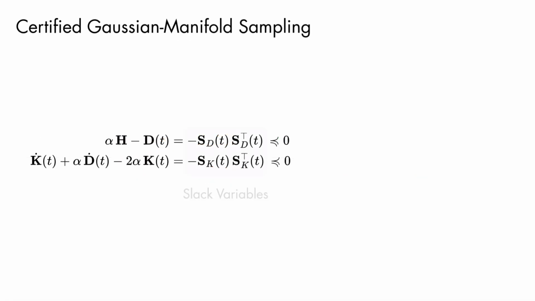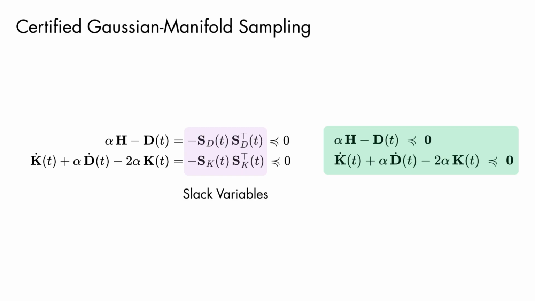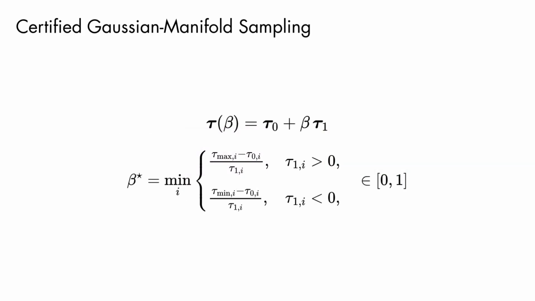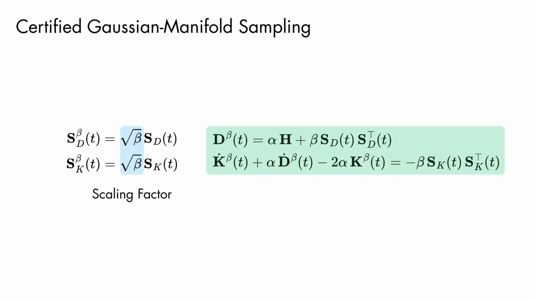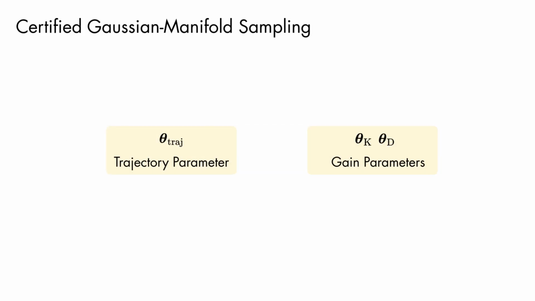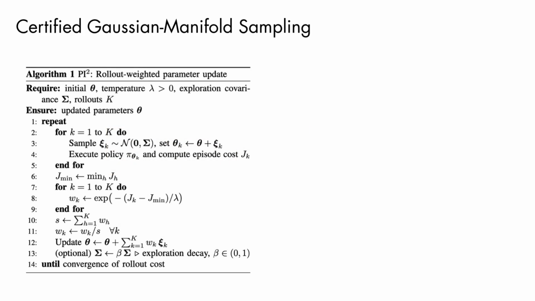Gains are derived from constrained slacks, satisfying Lyapunov conditions. A torque governor scales them to respect actuator limits without breaking the certificate. With both components parameterized, we optimize them using PI2 over task rollouts. Let's see how this performs in collaborative settings.